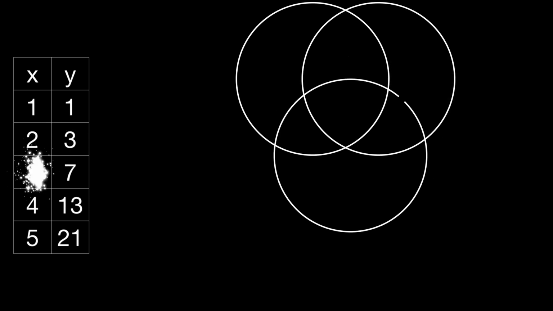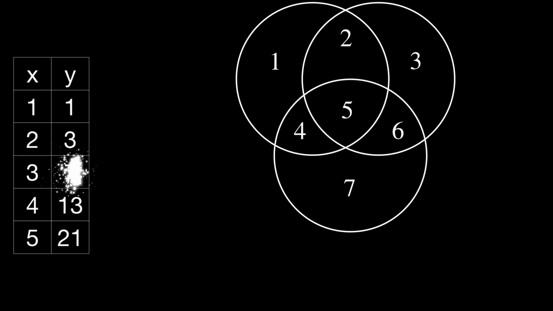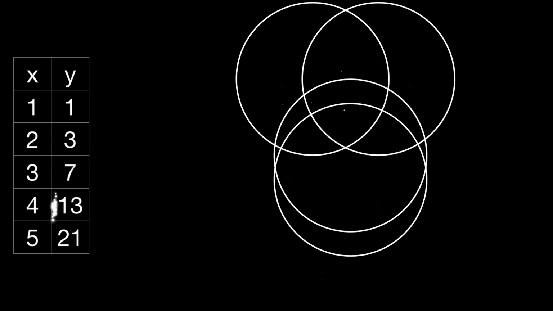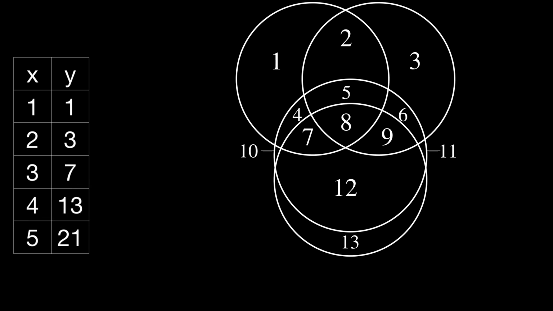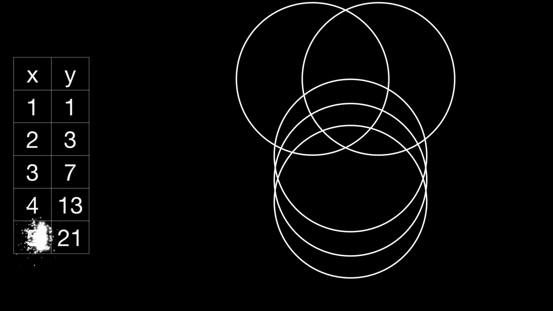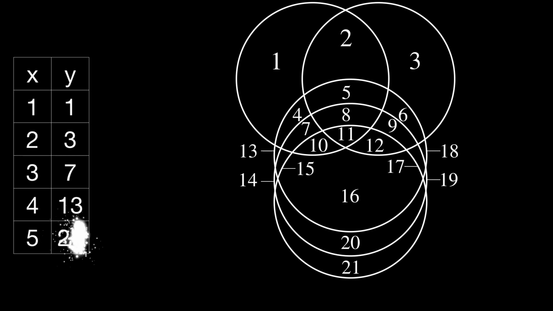3 circles gives us 7 regions. 4 circles gives us 13 regions. And finally, 5 circles gives us 21 regions. Keep in mind that in order for this to work, you have to create the maximum number of enclosed regions every time you add a circle.